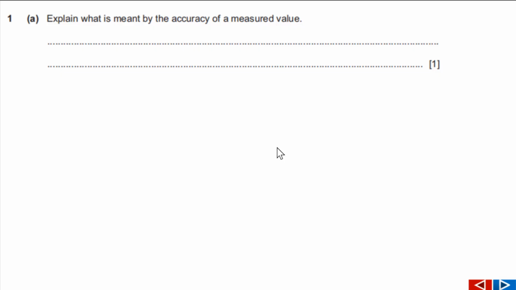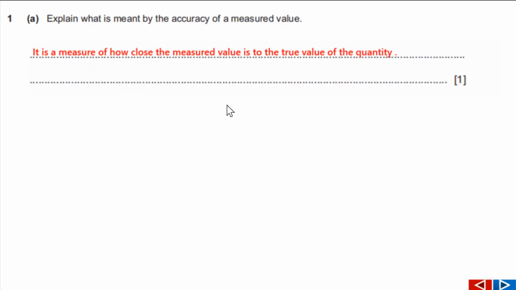For this question, we simply need to state what is accuracy. So this is how you can state accuracy. But you have to pay attention to one point. You have to say how close, because you are defining the accuracy. So this is a very important one. You have to say how close the measured value is to the actual value of the quantity.